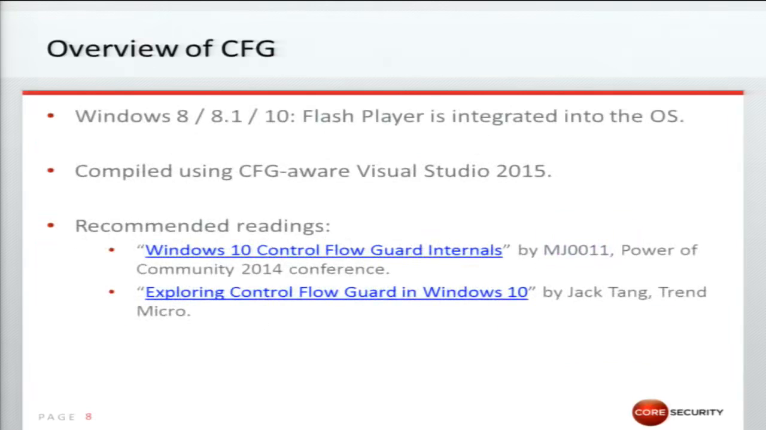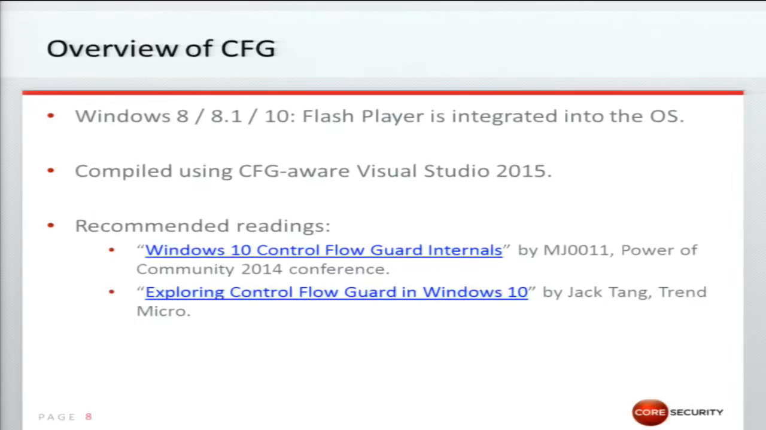So, one interesting thing about the Flash Player plugin for Internet Explorer is that starting from Windows 8 and including Windows 8.1 and Windows 10, this Flash Player plugin for Internet Explorer is now part of the operating system. It's integrated into Windows, and Microsoft is providing the security patches for it. And this integrated version of Flash is being compiled using the latest Visual Studio compiler, which is CFG aware.